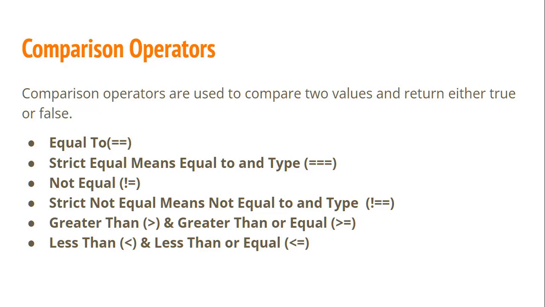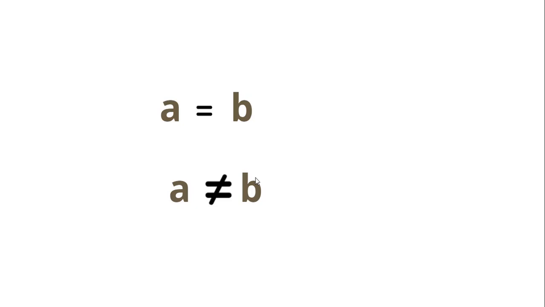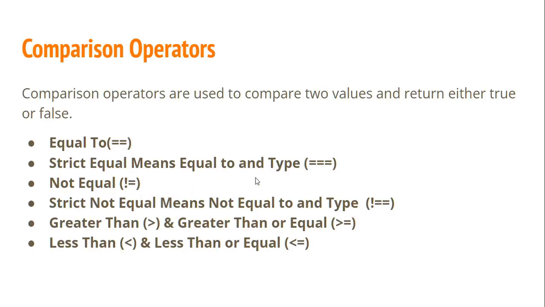Comparison operators. Comparison operators are used to compare two values and return either true or false. In math, when we compare values, if they are equal, we write A equal to B. If they are not equal, we write A is not equal to B. But in JavaScript, we use double equals to compare values. And for not equal to, we use an exclamation mark followed by an equal sign.